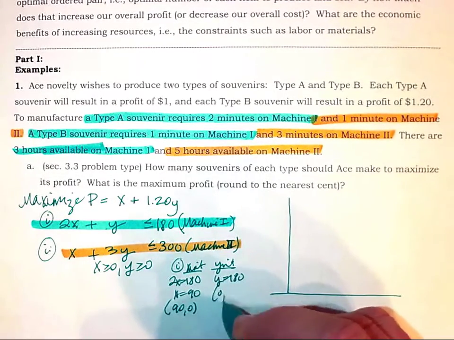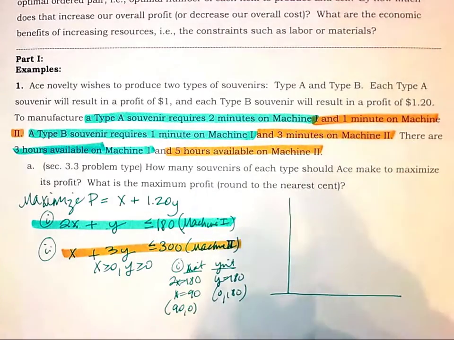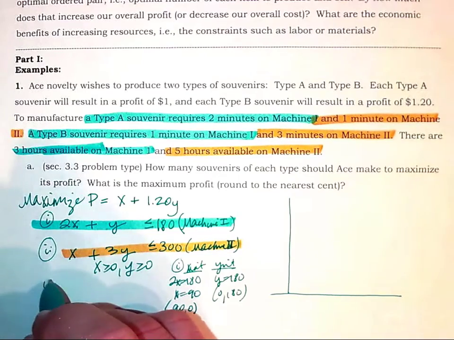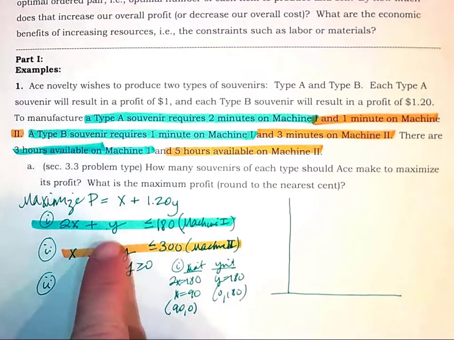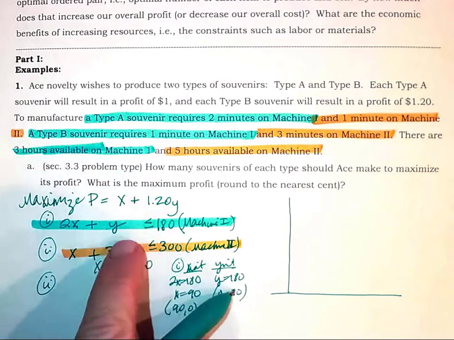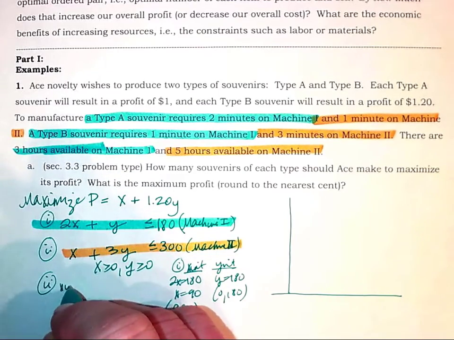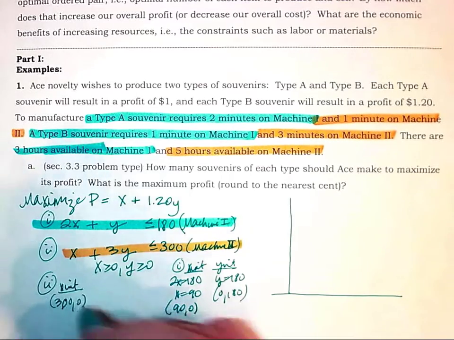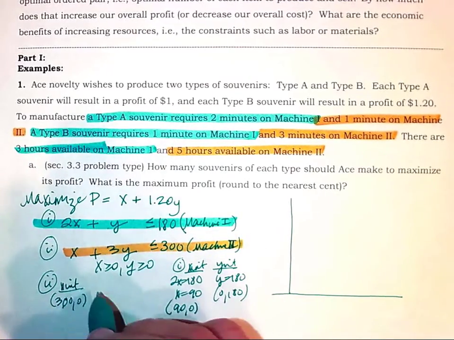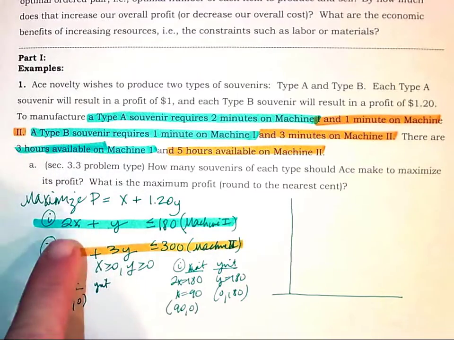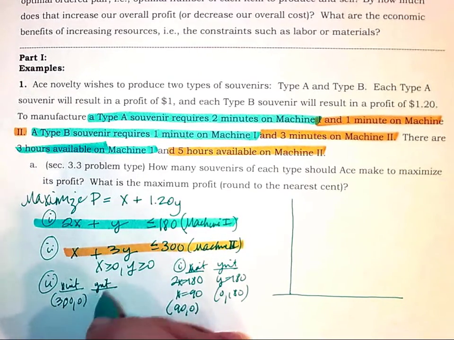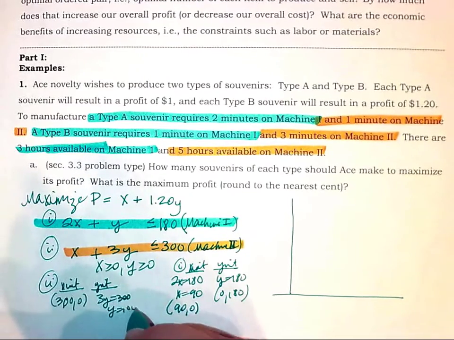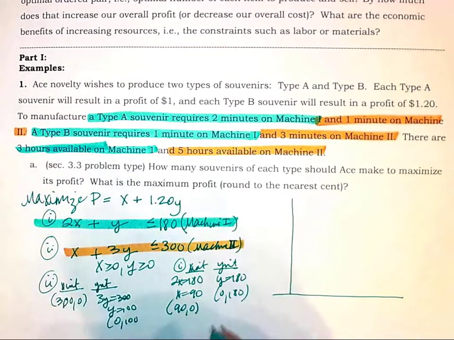So we would have 0, 180. And then for the second graph, I guess I could do that just over here. If we cover up the x's, or I'm sorry, cover up the y's, we get x is equal to 300. So for the x-intercepts, 300, 0. And then for the y-intercepts, covering up the x, we get 3y is equal to 300, which tells me that y is equal to 100. So I've got 0, 100.